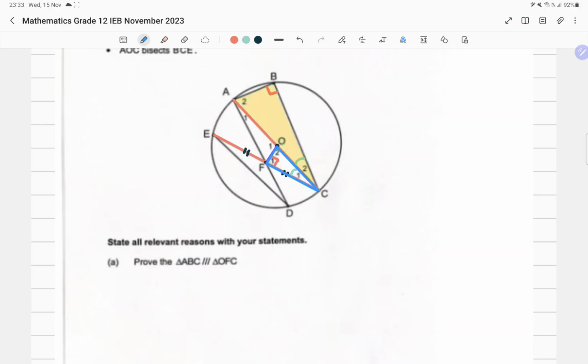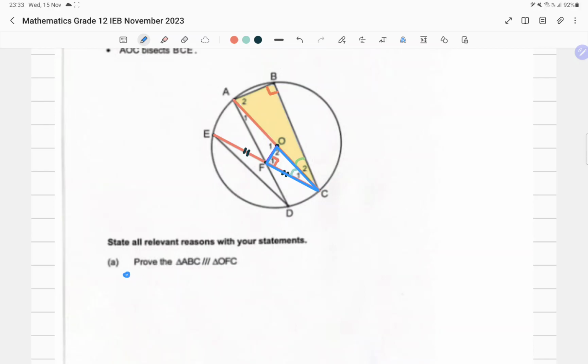So we're supposed to compare these two triangles, the yellow triangle and this blue little triangle there. Obviously, they just told us that this angle BCE is being bisected by AOC, meaning this angle is equal to that angle. That angle is 90 degrees, subtended by the diameter. This one is 90 degrees. It was given. So that means the remaining angles will be equal. So this is so easy.